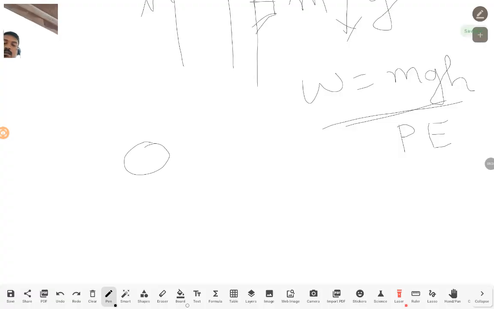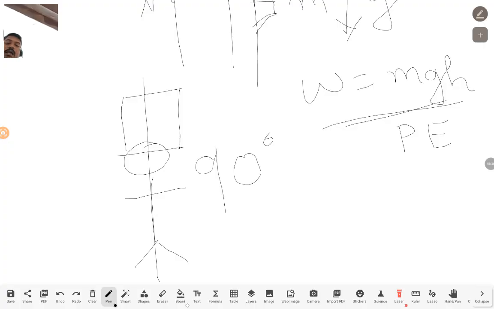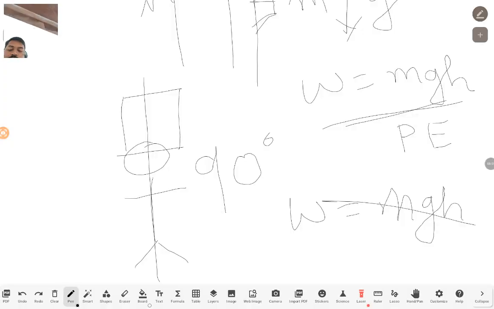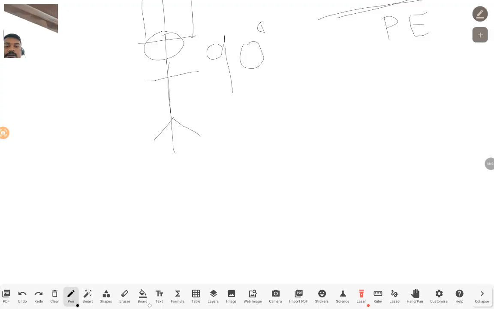Suppose there is a coolie, okay, who carries heavy load on his head. That means the angle must be 90 degree. Am I right? What will be the formula? It will be w equal to f into s into cos theta.